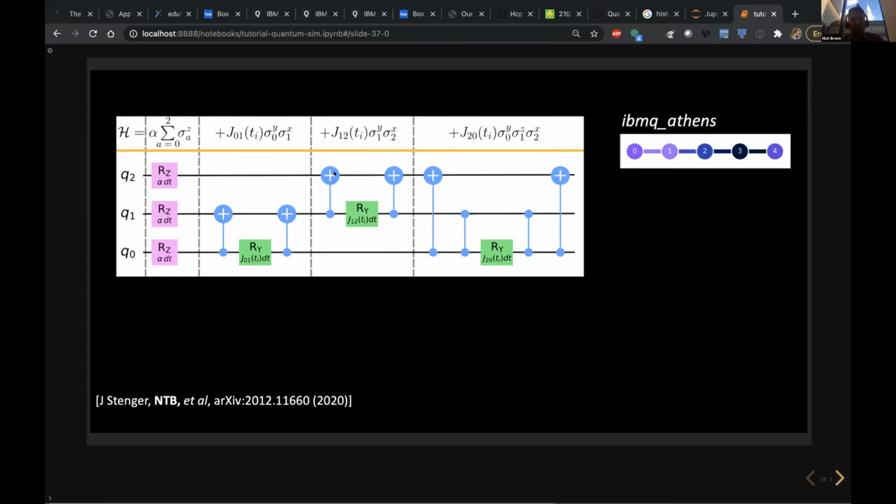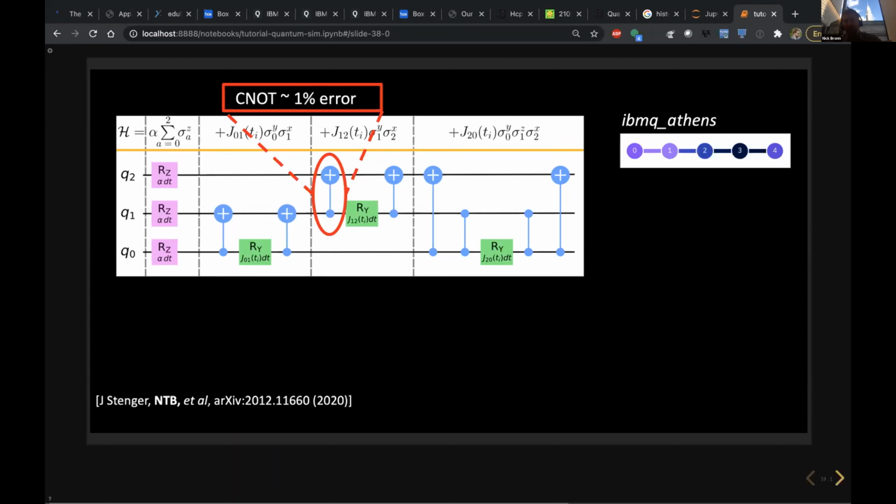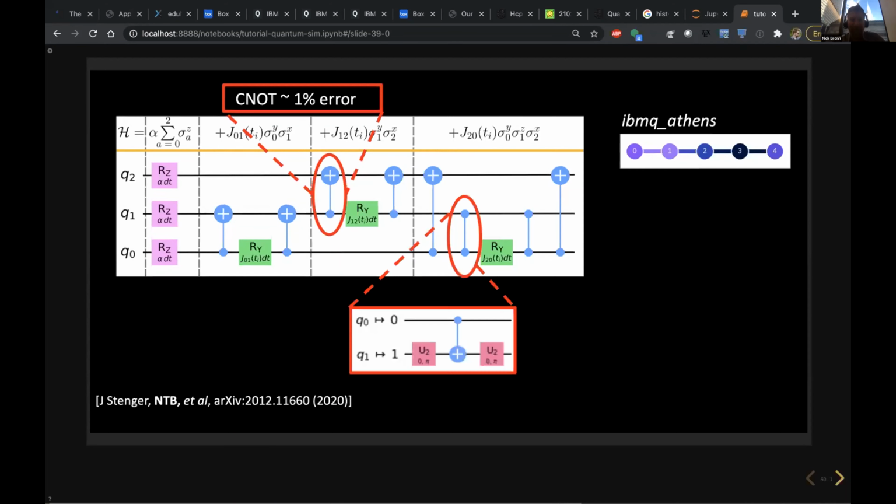And when you're an experimentalist like me, I look at that and I see a lot of C naughts, and I know that there's a lot of error corresponding to those. So our average error is roughly about 1% per C naught. This particular circuit doesn't look so bad, but I know this is something I'm going to be repeating over and over and over again as we go through the braiding evolution steps. So I'm going to take a step back and consider it.